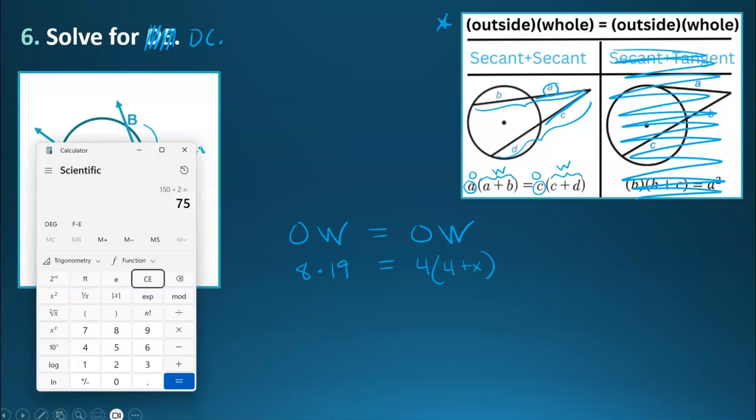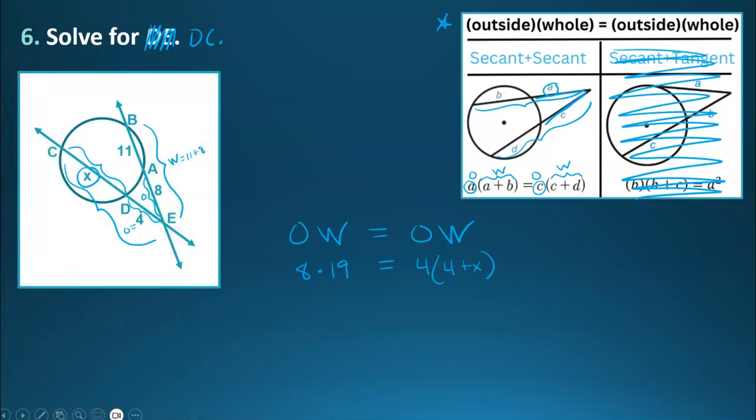So we're going to say those two sides are exactly equal. We do our 8 times 19 and we get 152, and we get 16 plus 4x. So we take our 152 minus 16 and get 136 equals 4x. We divide by 4 and get 34.